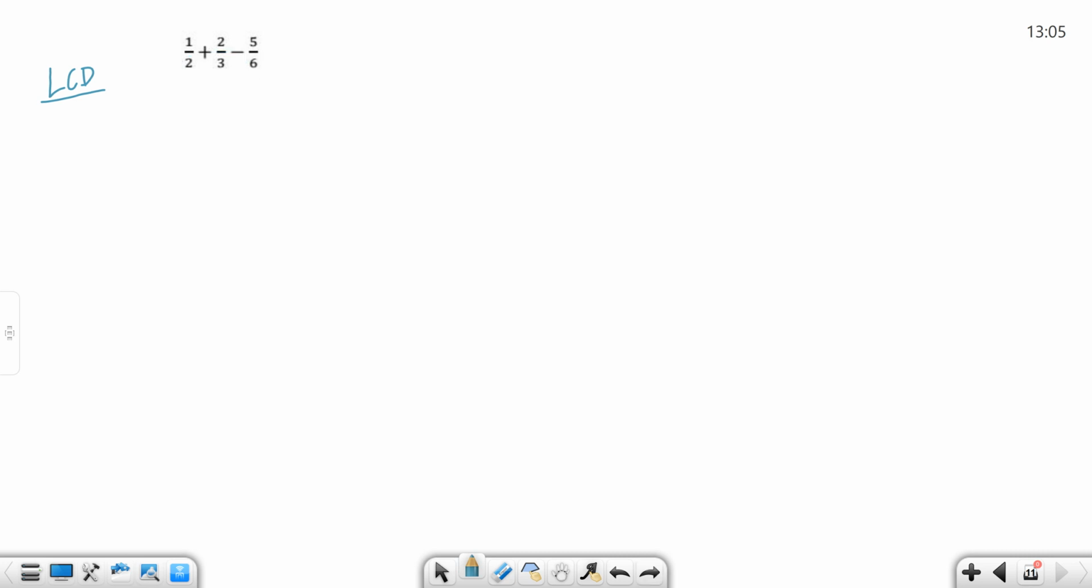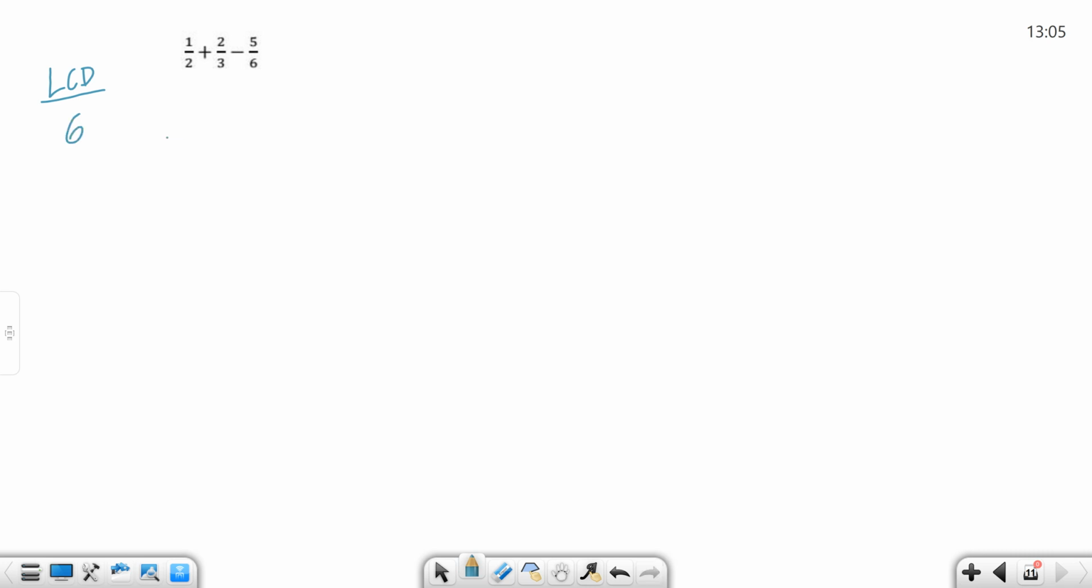6, right? So we always start with the largest one, and we ask ourselves, this time, what are my other denominators? I have a 2 and a 3, right? Does 2 divide into 6? Yes. Does 3 divide into 6? Yes. If either one of those had been no, I would have done the multiple thing, right? But here, they both divide into 6. So guess what my LCD is?